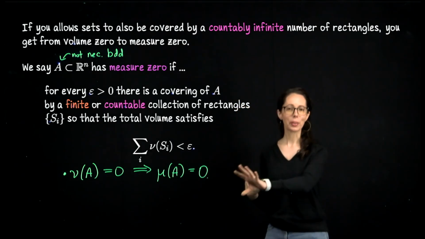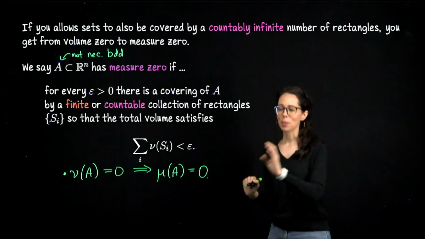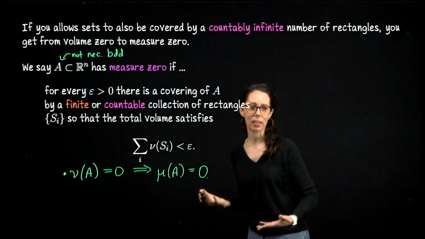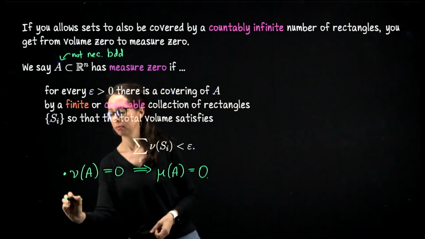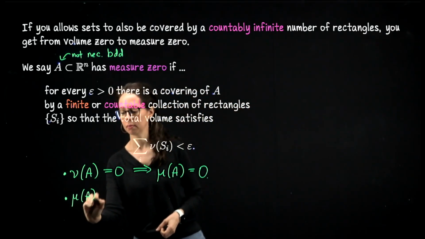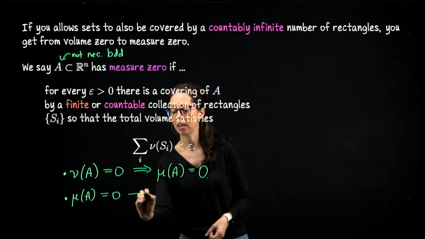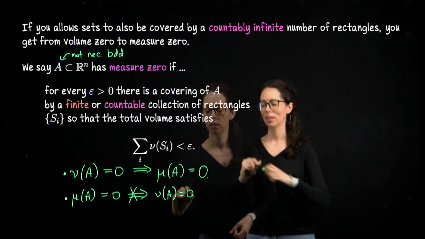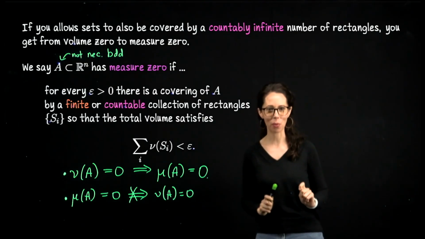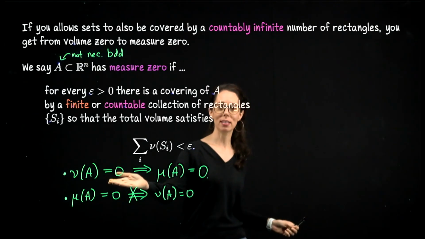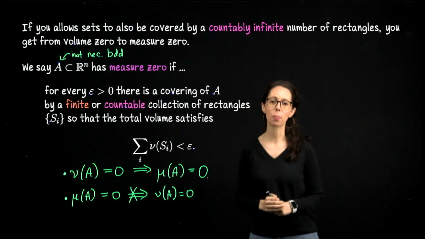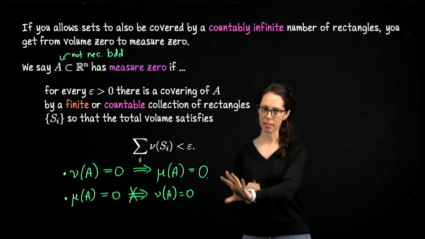And that's really the only implication I'm about to write down. If the measure of A is 0, that does not imply that the volume of A is 0 or that it even exists. So this does not imply that volume of A is 0. Okay, so the only implication I want to establish is that if the volume of A is 0, then automatically it makes this definition true. So the measure of A is 0, but we cannot do the converse of that statement.